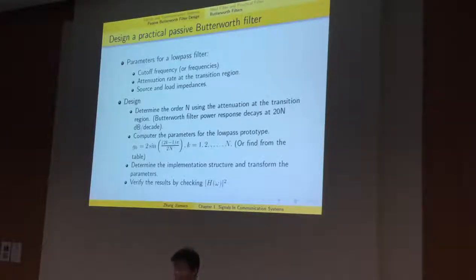The first step, we need to determine the order n according to the attenuation rate. Okay. The order n you choose, 20 times n must be greater than this attenuation rate. So to solve this inequality, you can find the minimal n value. Why do we choose the minimal n value? Later we will see. Okay. So by using this parameter, you can determine the n.